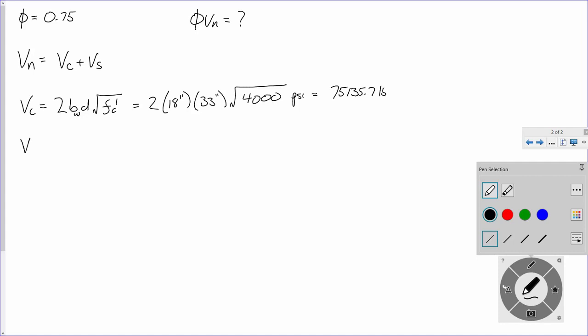All right. Vs, how do we calculate Vs? Av times fy times d over s. Now, let's check this out. We've got number 3 stirrups, right? So what's the area of a number 3? 0.11. So what's Av? 0.22, all right?